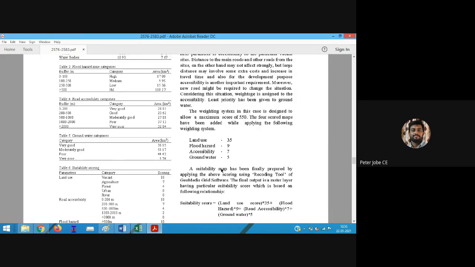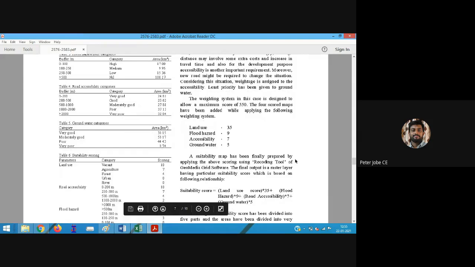So next, a suitability map has finally been prepared by applying the above scores using a recording tool of GeoMedia and Grid software. The final output is a raster layer having a particular suitability score, which is based on the following relationship.